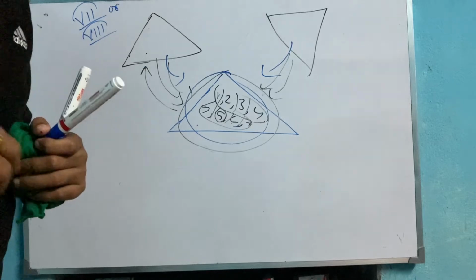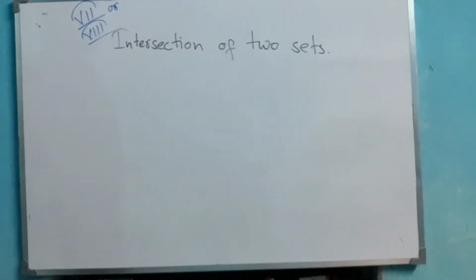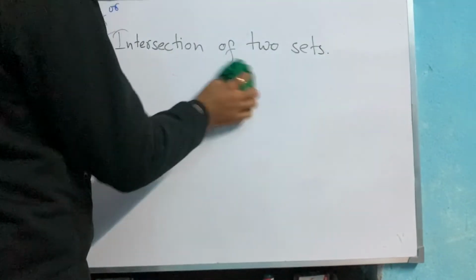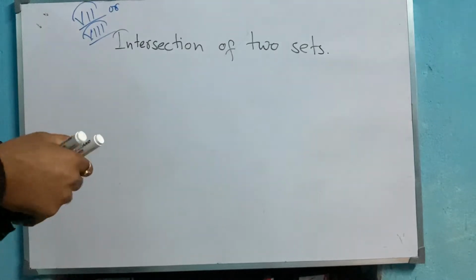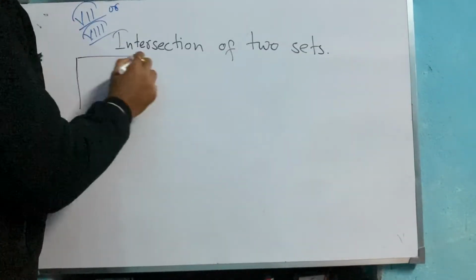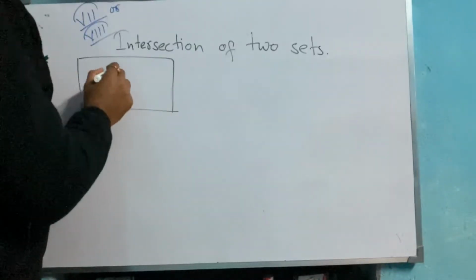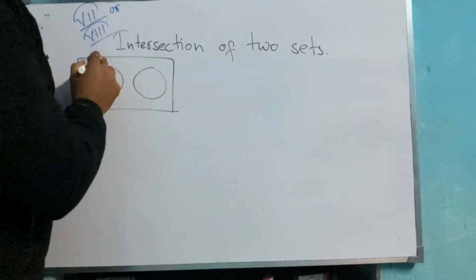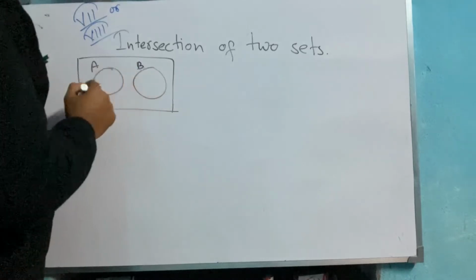I think yes. Now we will learn about the intersection of two sets. Let me draw the Venn diagram first, and after that, I will give you some examples. If there are set A and set B, this is set A and this is set B.